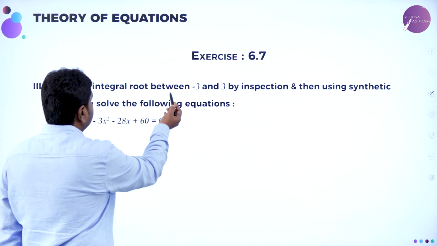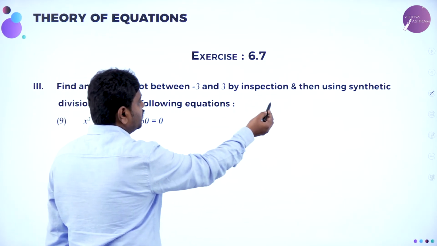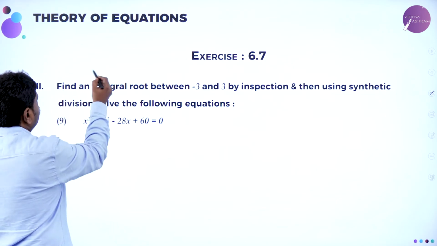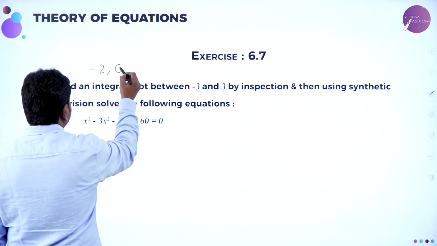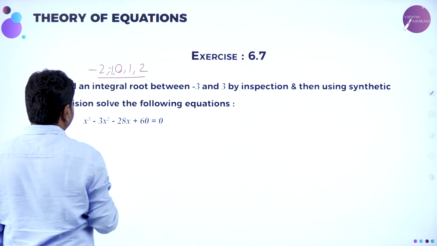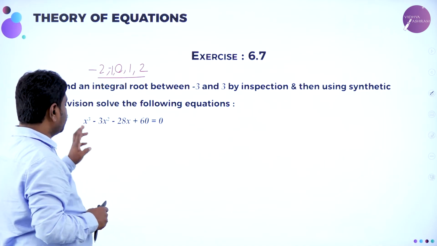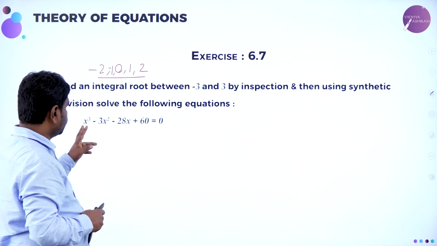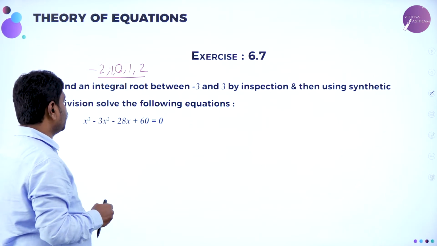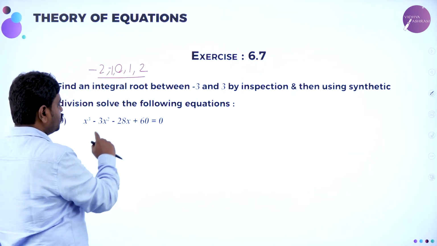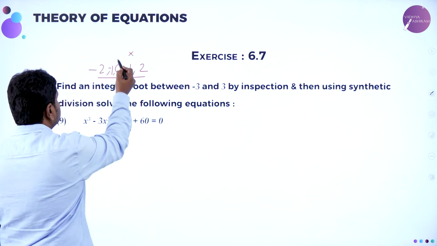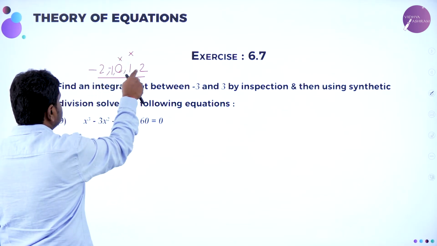So now find an integral root between minus 3 and 3 by inspection, and then using synthetic division solve the following. Again, we have to trial the roots. What are the roots between minus 3 and plus 3? Minus 2, minus 1, 0, 1, 2. Within this we should try. So I will always try 1. This will become 1 cube is 1, minus 3, minus 28. So that will not give you 60. 1 minus 3 becomes minus 2 further. So 1 fails just by observation. 0 also fails by observation. I have to try minus 2, minus 1 and 2.